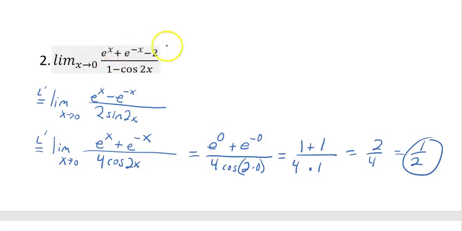But if you are in a non-calculator section, you wouldn't necessarily be able to know that without using L'Hopital's rule. So I highly expect this in a non-calculator section of your test. But again, you can only use it with indeterminate forms.